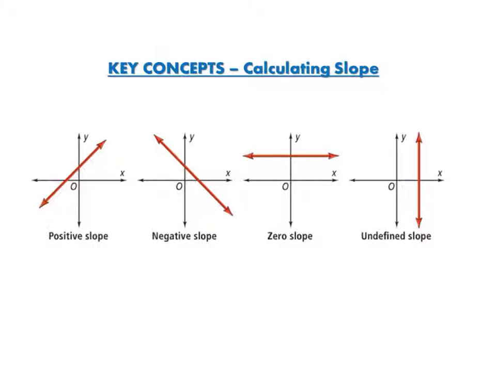When you're calculating slope and you have a graph, it's especially handy to understand the 4 slopes of lines. The first one is a positive slope. It's when a line goes up and to the right. A negative slope is going down to the right. A zero slope is a horizontal line, and an undefined slope is a vertical line.